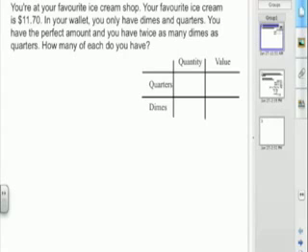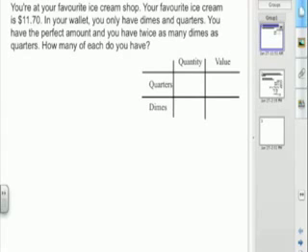This is a money problem. It looks very hard, but it's actually quite easy. You're at your favorite ice cream shop. Your favorite ice cream is $11.70. In your wallet, you only have dimes and quarters. You have the perfect amount, and you have twice as many dimes as quarters. How many of each do you have?